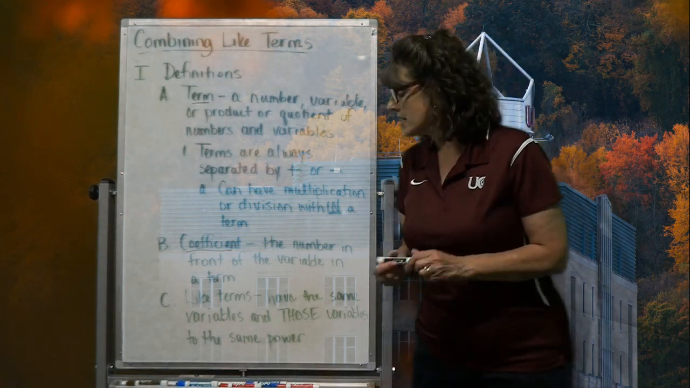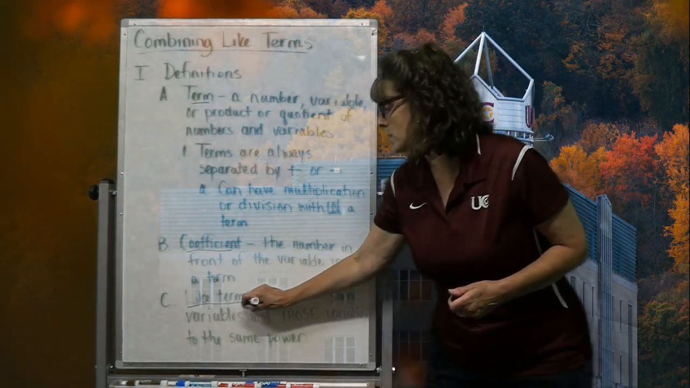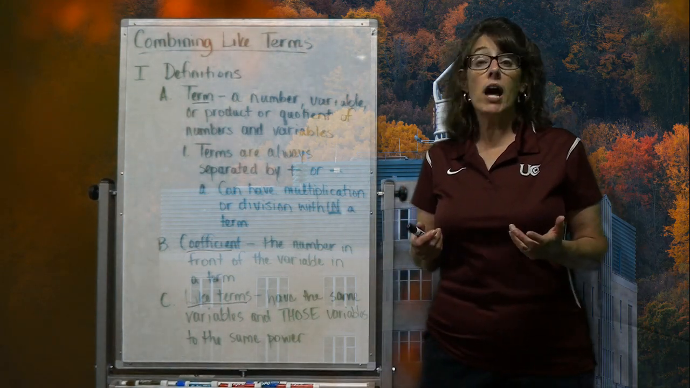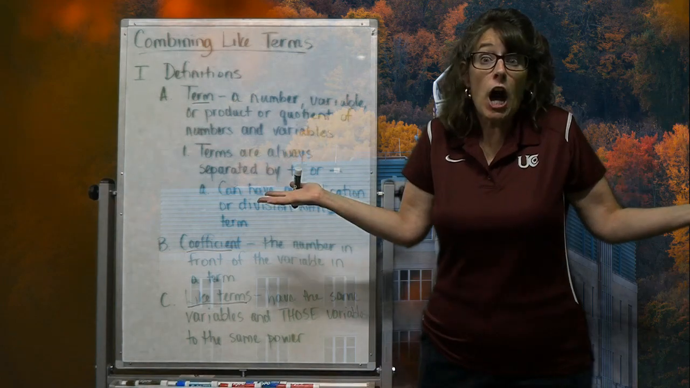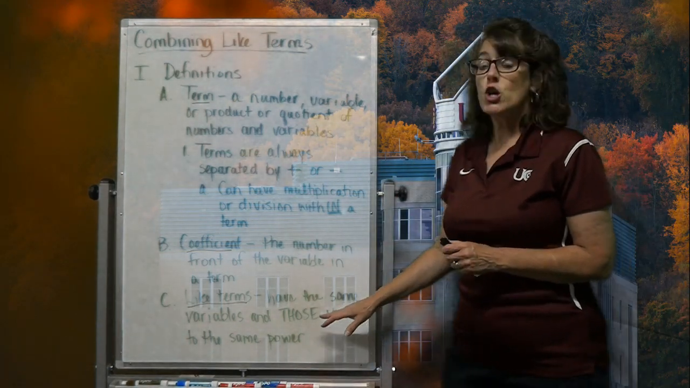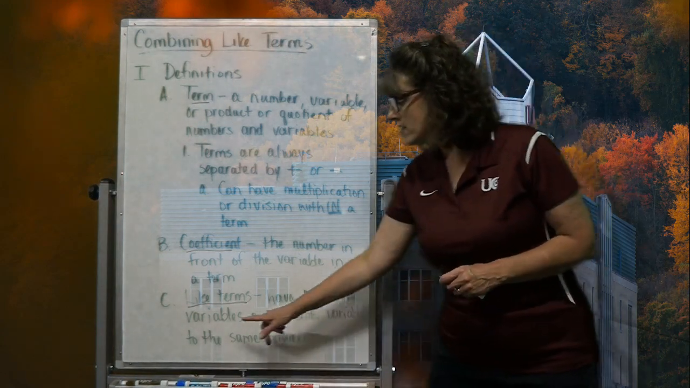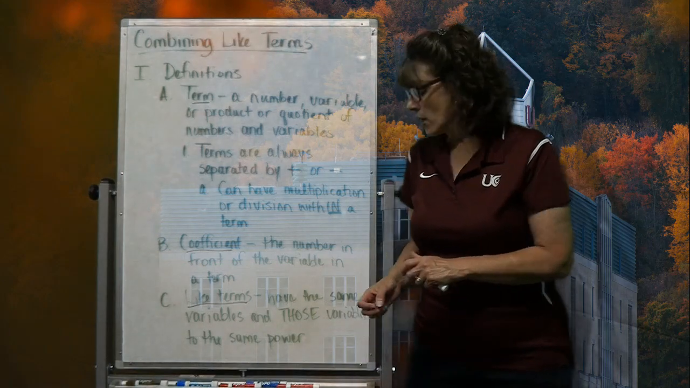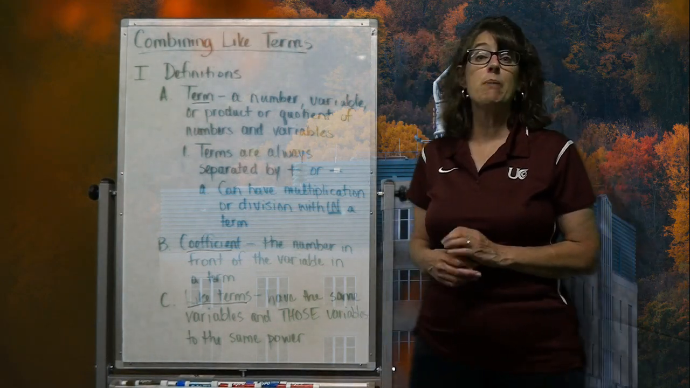And so this is where we get into this idea of like terms. Being that mathematicians are not creative and we call it like we see it, like terms are going to be alike. So what is it that's making them alike? It's the variables. So like terms are going to have the same variables, but more than that, those variables are going to be to the same power.